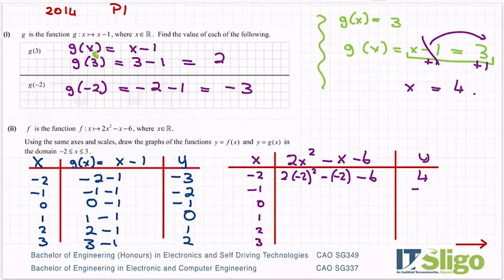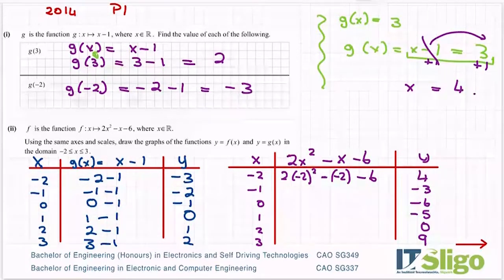I then got -3 for -1. At 0 I got -6. At 1 I got -5. When x was 2 I got 0, and when x is 3 I get 9. Okay, so now I want to draw my graph.